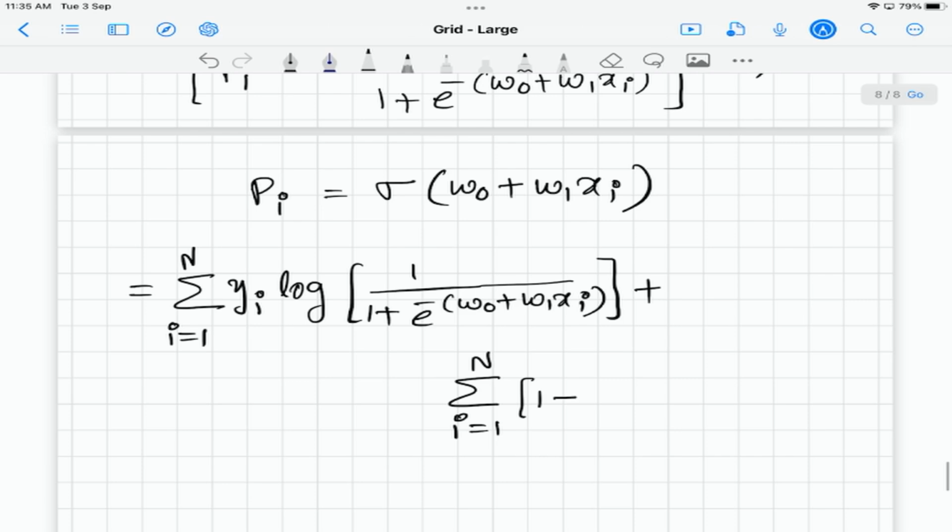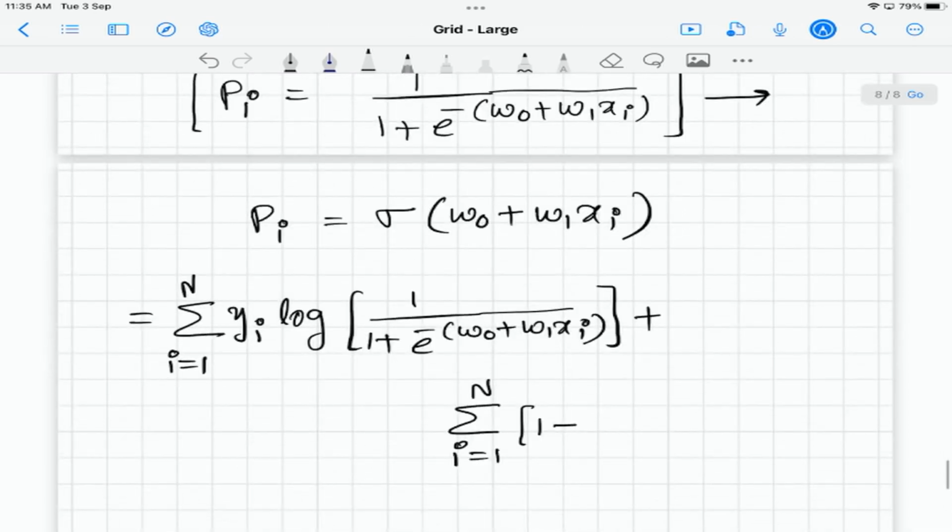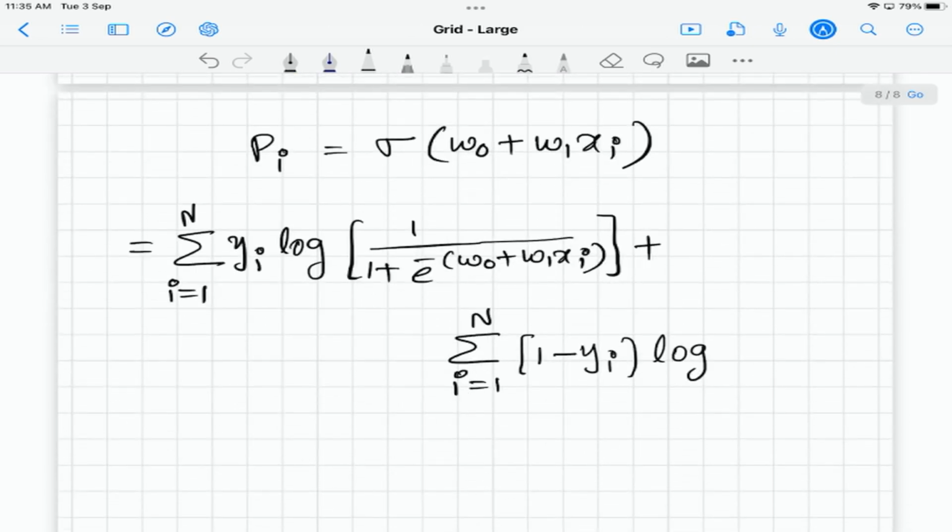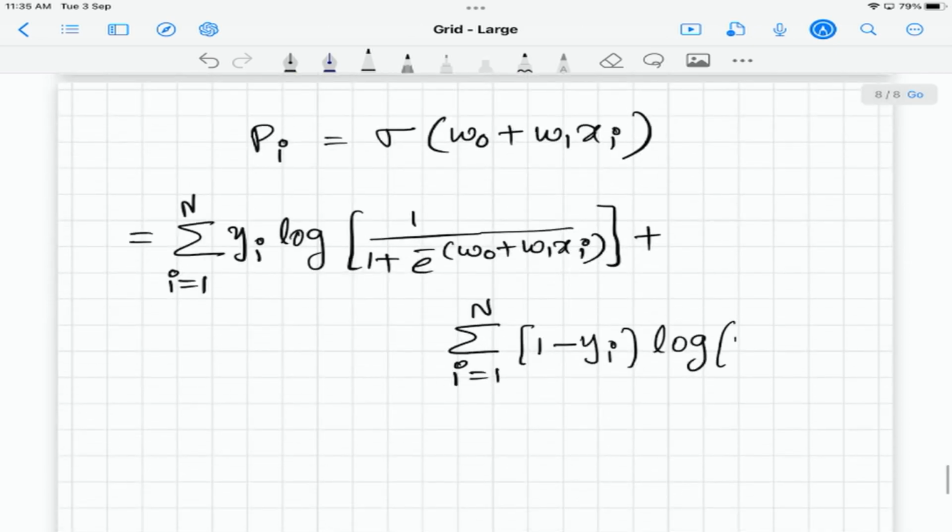One minus yi into log of, in pi's place I am just substituting this expression, 1 minus 1 by 1 plus e power w naught plus w1 xi.